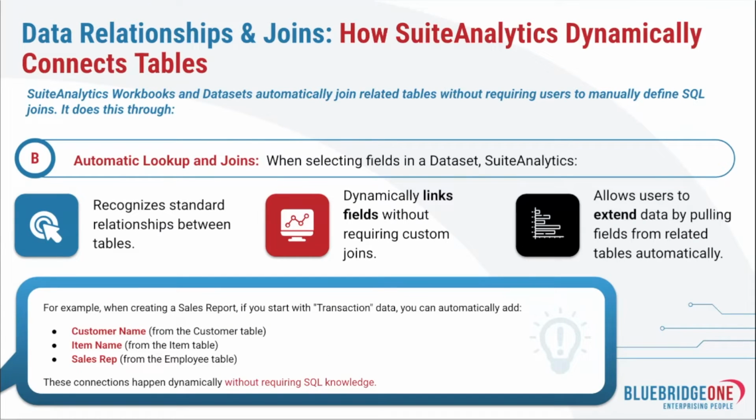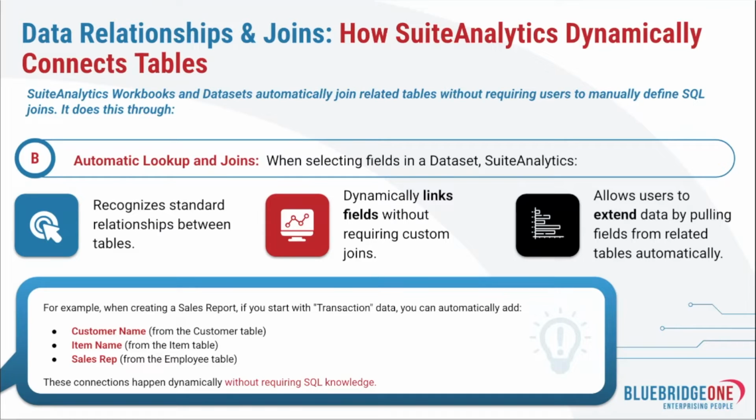Automatic lookups and joins is a powerful feature in SuiteAnalytics that simplifies the process of creating comprehensive data sets and reports by automatically linking related reports and fields. This functionality eliminates the need for manual joins and complex reporting, enabling users to build reports with minimal effort while ensuring accurate data relationships. Key features of automatic lookups and joins are automatic field relationships.